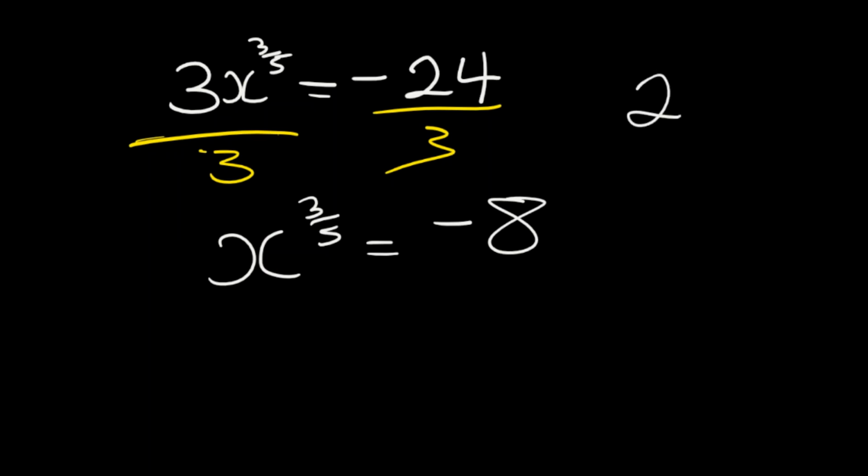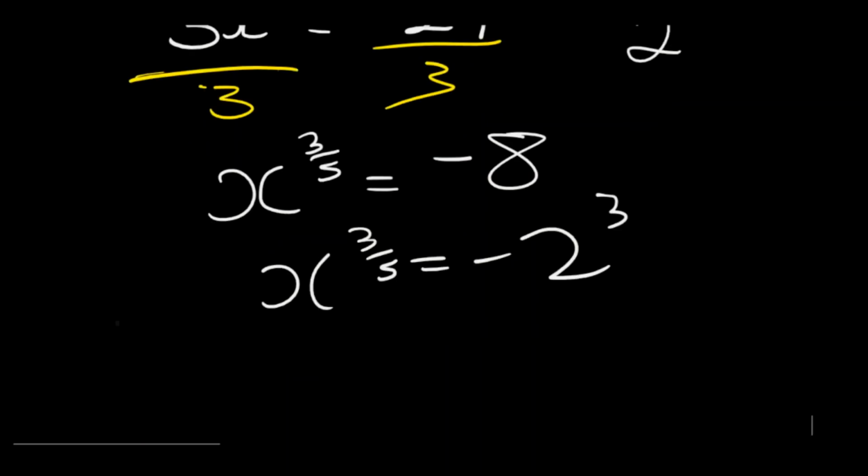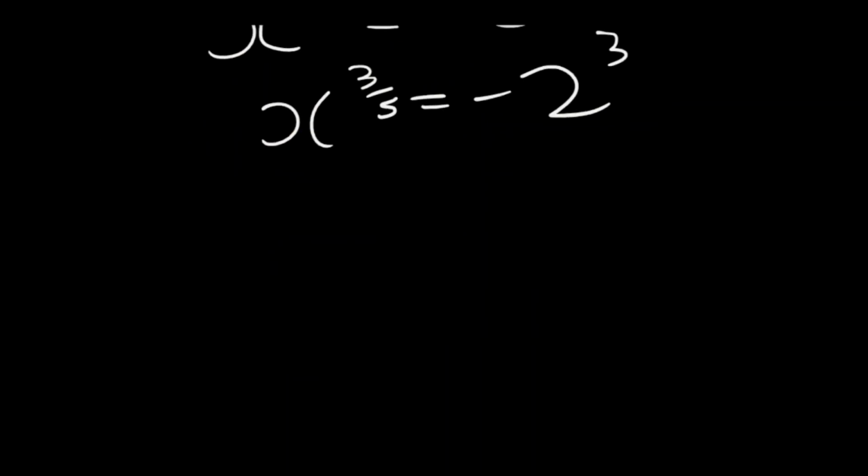And we know that 8 is 2 to the power of 3, so it's x to the power of 3 over 5 is equal to minus 2 to the power of 3. And then we are going to do what we did in the previous problem, where we multiply with the inverse of 5 over 3 here. We're going to do the same thing, 5 over 3, because what you do on the left, you do on the right.